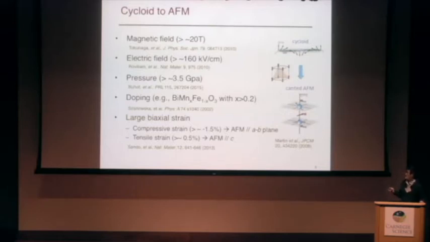For instance, by applying a strong magnetic field, strong electric field, high pressure, doping, or large epitaxial strain, either compressive or tensile. Under these conditions, there is a transition from the cycloid state to a canted antiferromagnetic state with a weak ferromagnetization. For simplicity in the talk, I'll just call it AFM.